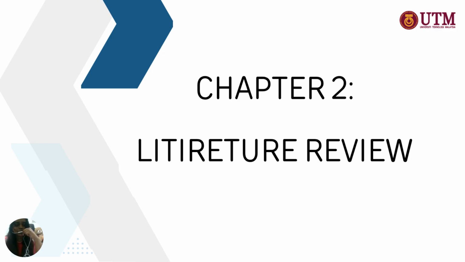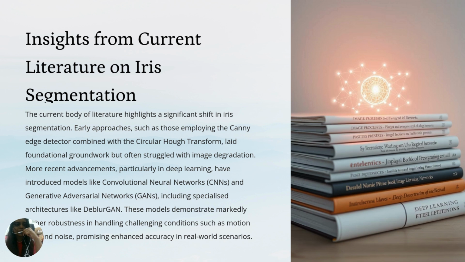Let's go into Chapter 2, the literature review. From the literature review, we can highlight a significant shift in iris recognition. Early approaches, such as employing the Canny edge detector combined with the circular Hough transform, laid the foundation but struggled with image degradation. More recent advances, particularly in deep learning, have introduced models like CNNs and GANs, including SPEC deblur GAN. These models demonstrate markedly higher robustness in handling conditions such as motion blur and noise.